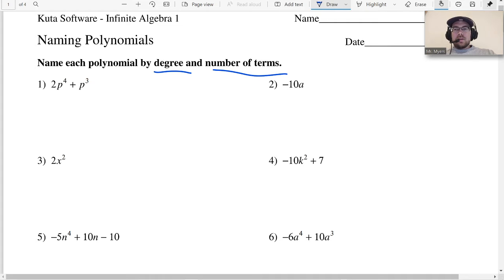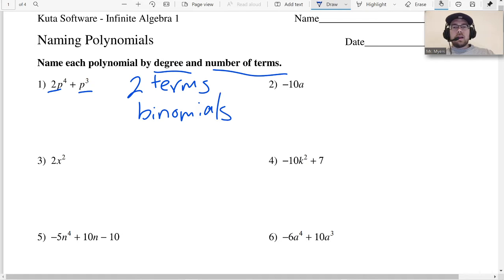The degree is actually the harder out of the two, so maybe I'll start with number of terms. Number of terms is actually not that difficult to figure out. It's just going to be however many things are separated by plus and minus. If you see a plus or a minus that separates two different groups of things, then you've got that many things. So we've got two terms here, and we'll call that a binomial. Binomial literally means two terms. It's just a fancy word for two terms.